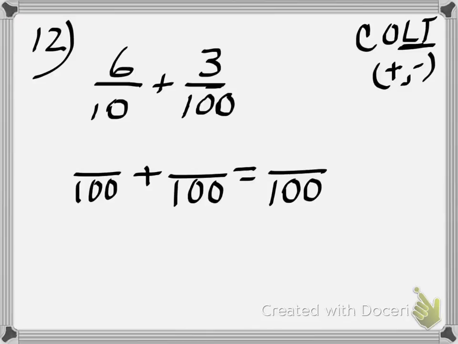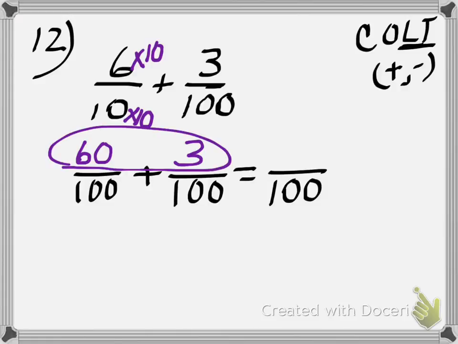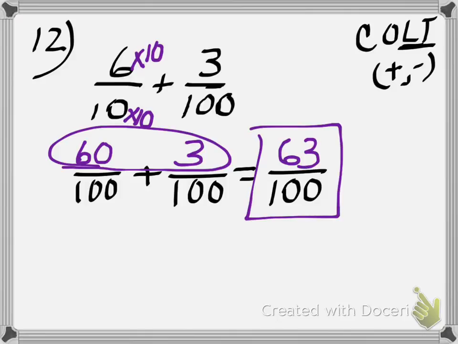So then, to get there, 3 hundredths remains 3 hundredths. This 10 times 10 is 100. Whatever we do to the denominator, we do to the numerator. So we get 60. So now we just add our numerators. The reason we get like terms is because now we just have a simple problem. 60 plus 3 is 63 hundredths.